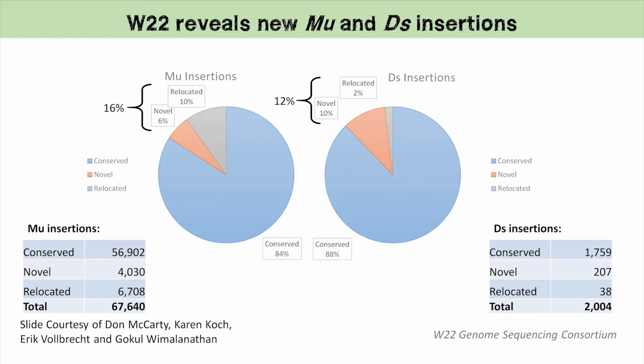We also saw a number of elements that we call relocated. They were originally placed on one chromosome in B73 and now fall on a different chromosome with higher accuracy in W22. The numbers we had for Ds are smaller, but again, still significant. We were able to position 207 Ds insertions to novel regions within the W22 genome, and 38 of those were relocated. Another really slick analysis that Hank and Daniel led is what's shown here.